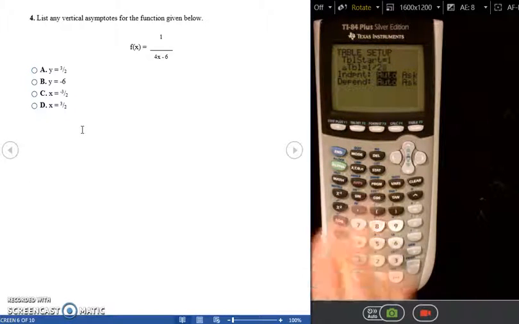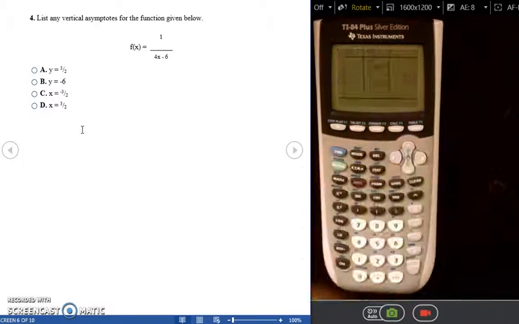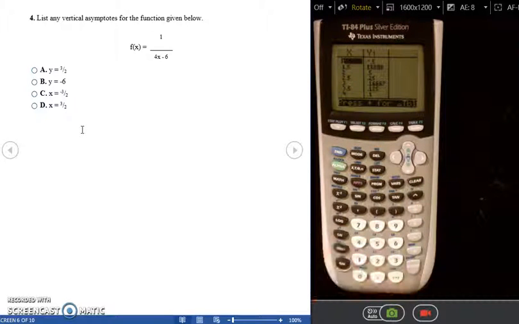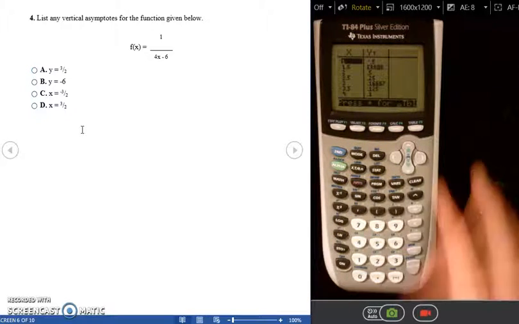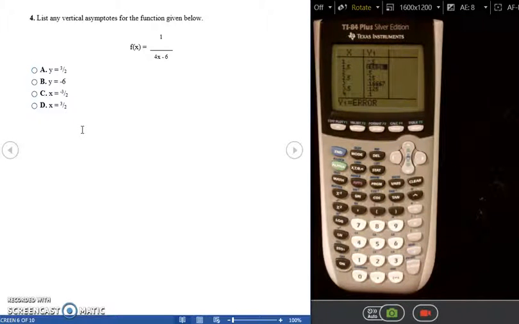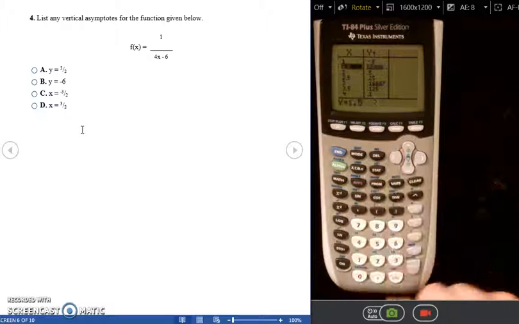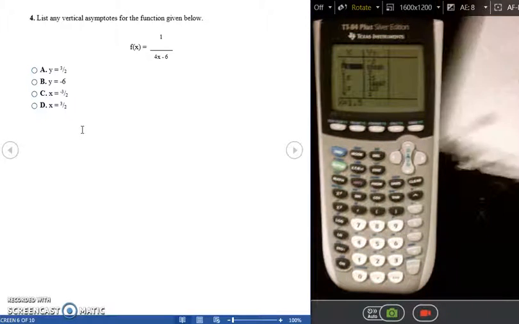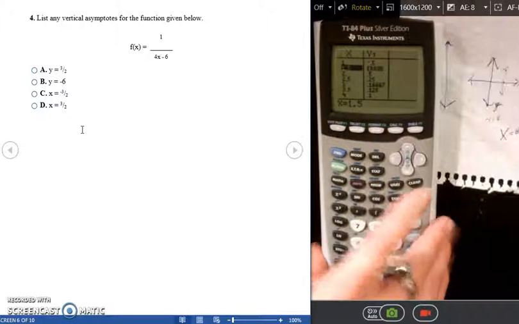And so now that I have the table set up correctly, I'm going to press 2nd Table. And for a vertical asymptote, you're going to want to write this down. You're going to look for where it says error in the Y column. So for a vertical asymptote, look for where it says error in the Y column. And so here, across from 1.5 is where it says error. So I'm looking for x equals 1.5.